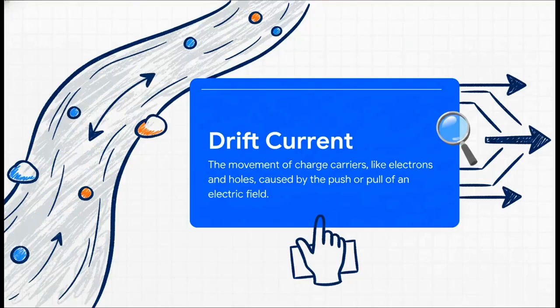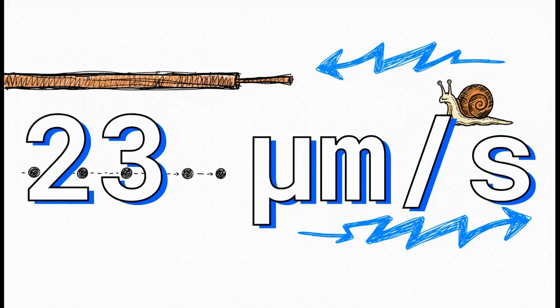Okay, first up is drift current. This is the one we're all pretty familiar with. You apply an electric field, a voltage, and it shoves or pulls the charges along. It's kind of like a river, where gravity is forcing all the water to flow in one specific direction. Simple enough.